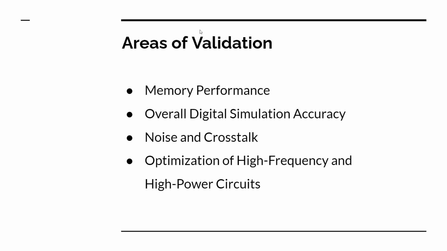The second one is overall digital simulation accuracy. In this case, you are able to check the accuracy of digital circuits: whether the ICs are able to produce the desired results, and whether they are able to trigger from a certain input. Digital ICs are very sensitive; they can break, or maybe they will not produce the required result. So you simulate that and check against the physical module whether they are producing the desired results you wanted.